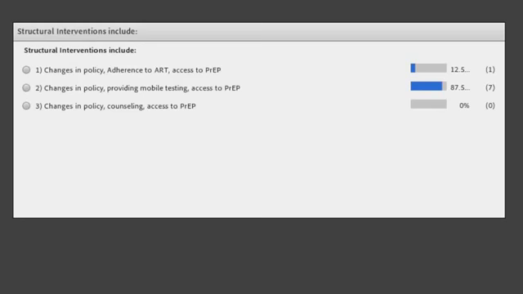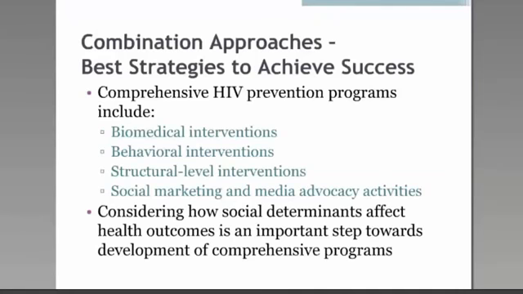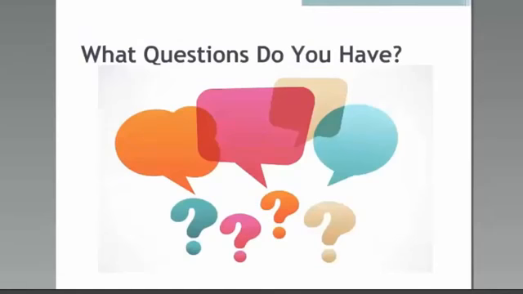And it looks like we can pretty much close that. Great. Yes, so changes in policy, again, is a structural level intervention, providing mobile, remembering those 3 A's, and whoops, it moved away. Okay, well, that was my question. So number 2 was the correct answer for those of you who were wondering that.